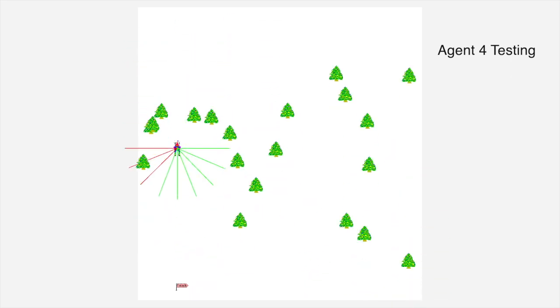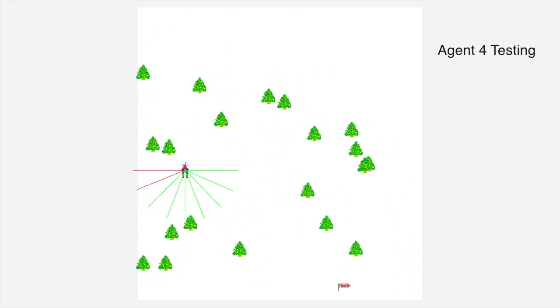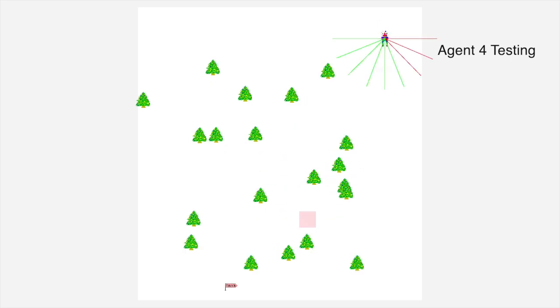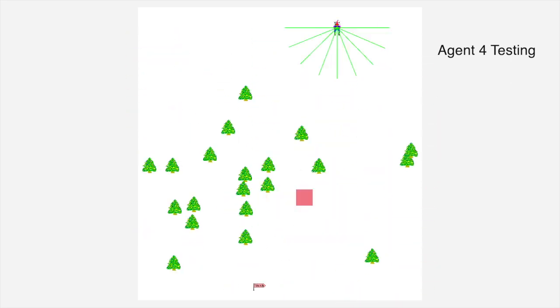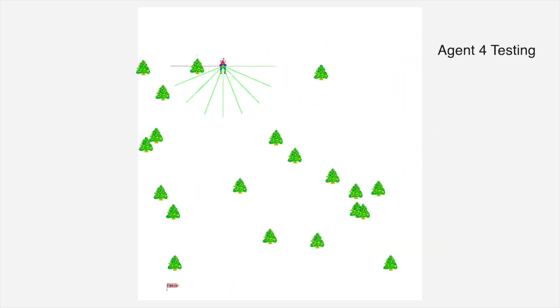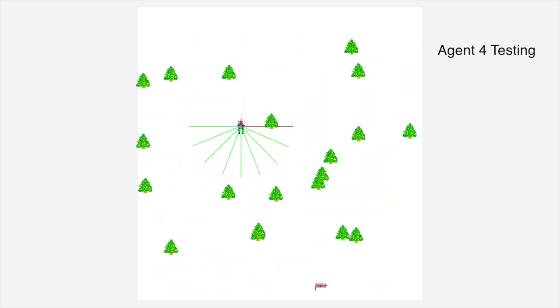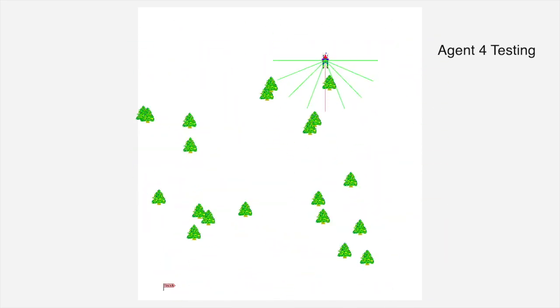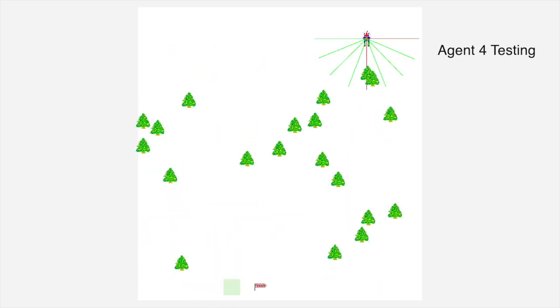So Agent 4 is performing the same as Agent 3. So I think at this point we need to take a step back, read up some more on Unity's ML kit, and try to think of a different approach, because just trying things here isn't working very well.